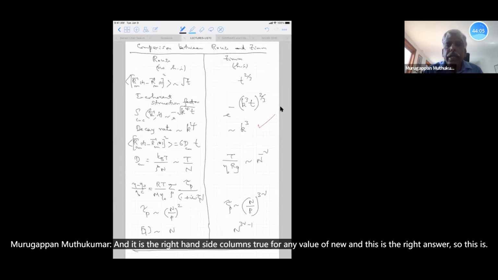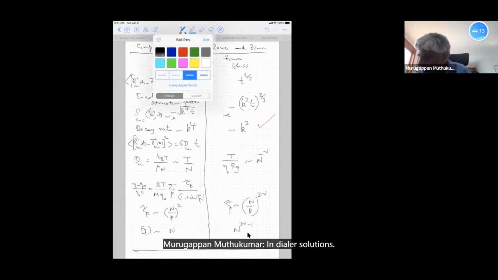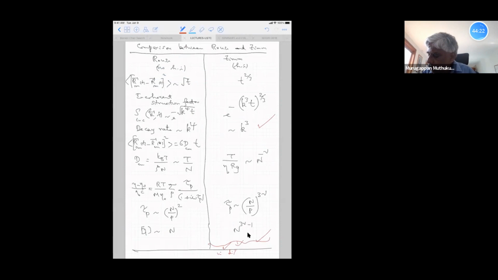And the right-hand side column is true for any value of nu, and this is the right answer. So this is in dilute solutions. All of them are verified. It is right in dilute solutions, because you must have hydrodynamic interaction.